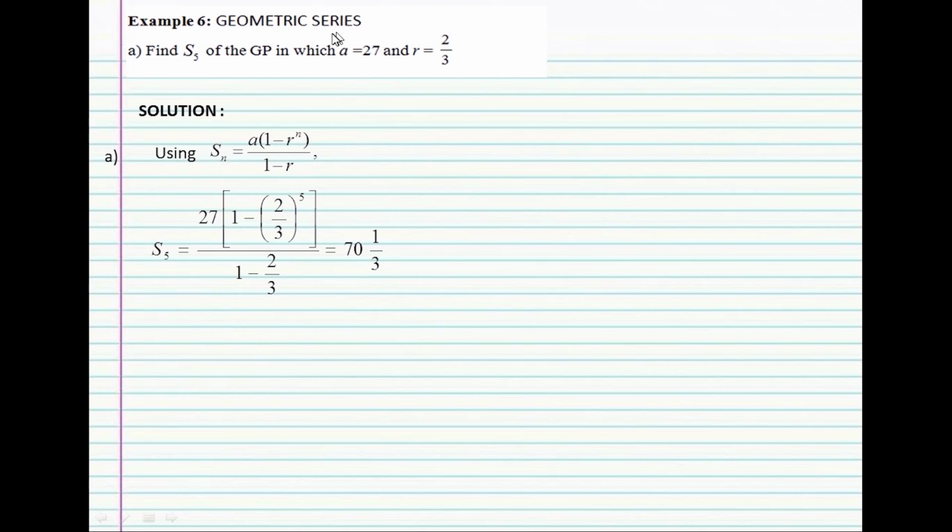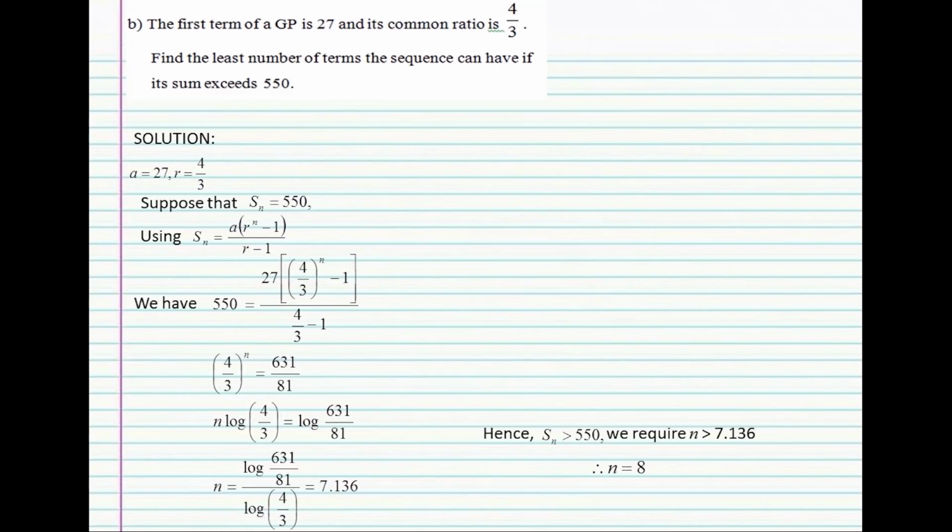And then by substituting a = 27 and r = 2/3, it will be 27 times 1 minus (2/3) to the power of 5, over 1 minus r, which in this case is 2/3. And the answer is 71/3. Part B, the first term of a geometric progression is 27 and its common ratio is 4/3.